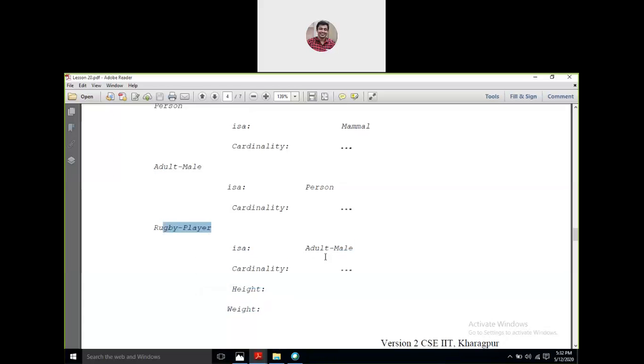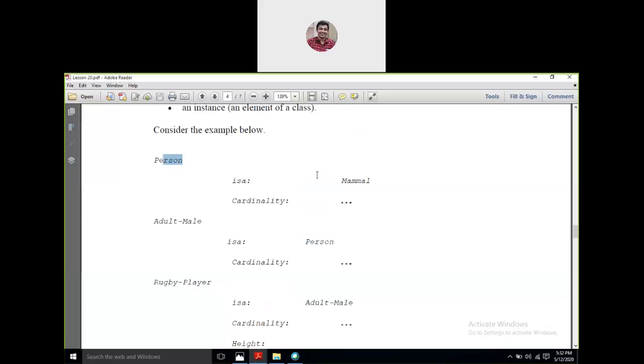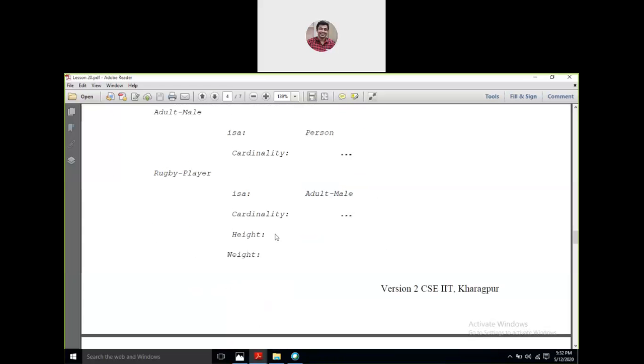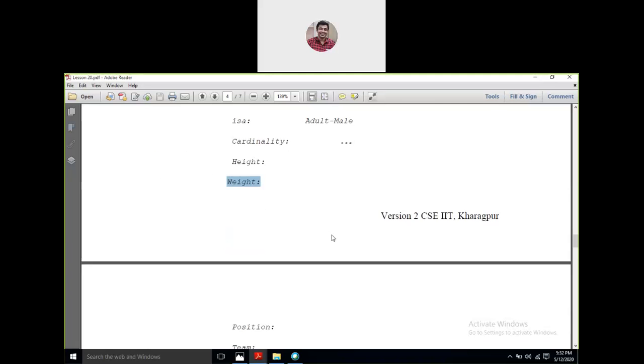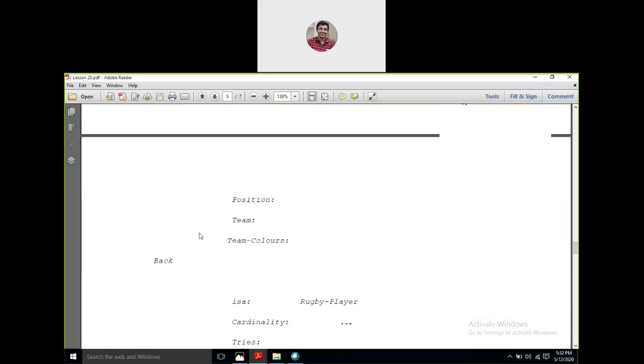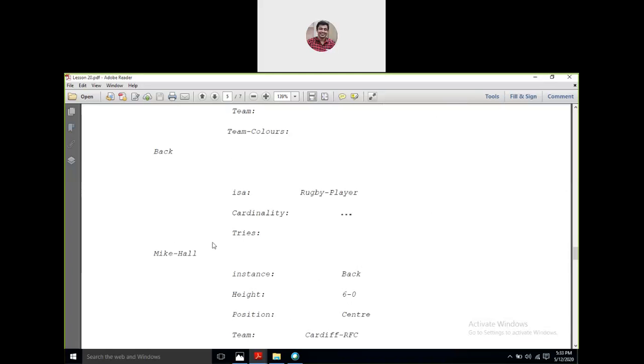So a rugby player is an adult male, he belongs to a class of a person, and that person belongs to a class of a mammal. I am here neglecting the height and the weight, even though these things could have been added here and may not have been neglected, right? There may be position, team, and all these things are also there.